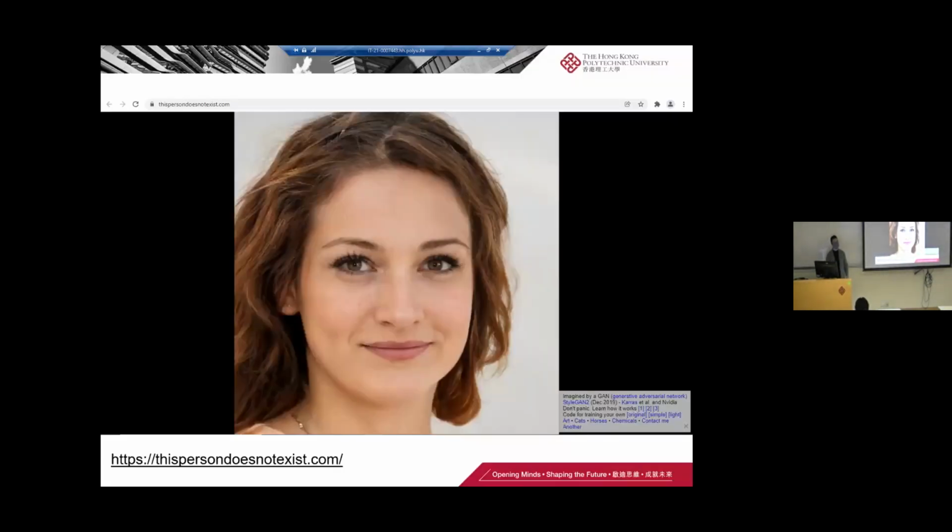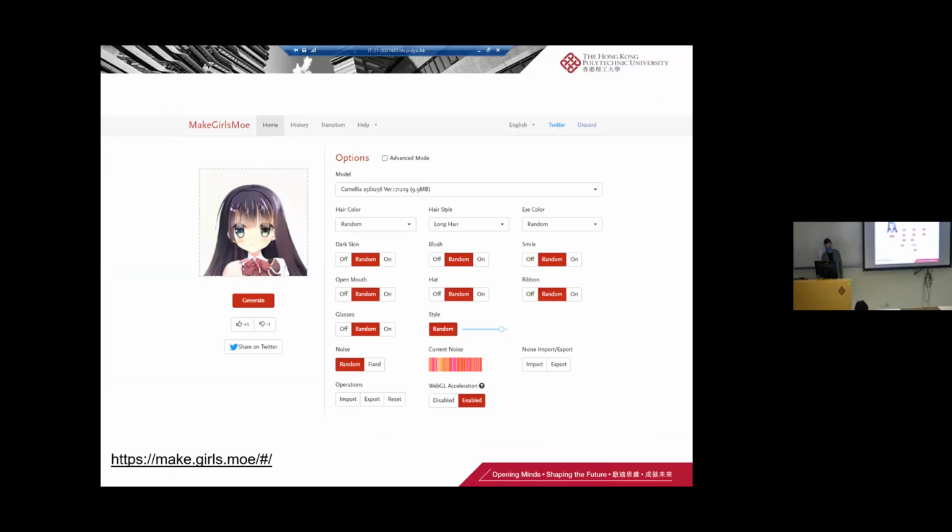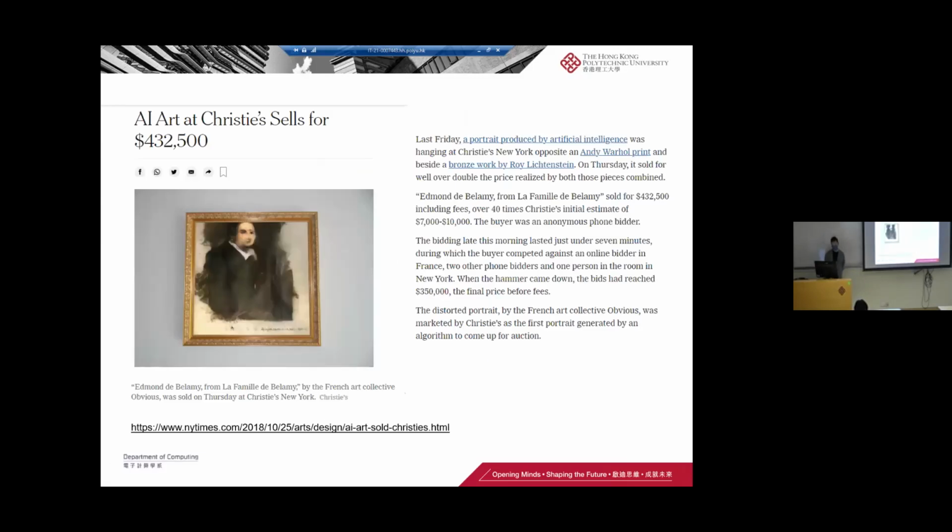Another example gives us more impressions about computer vision. This one is very similar, more for Asian faces. I already posted a link there, so you can try it later. And you can use this one to make cartoon characters. At the same time, you can adjust the hair color, put on a hat, and make her smile. You see here, there are a lot of parameters you can play with. Maybe you can try it later. We have very limited time today. The schedule is tight. You just have 2 hours.